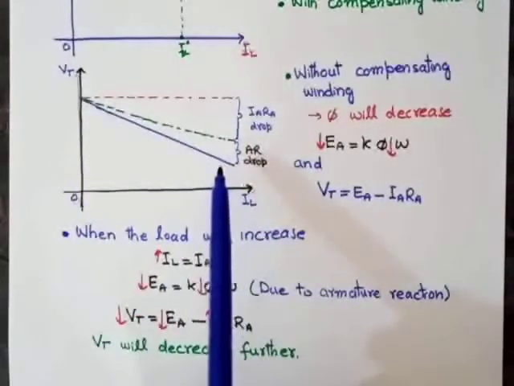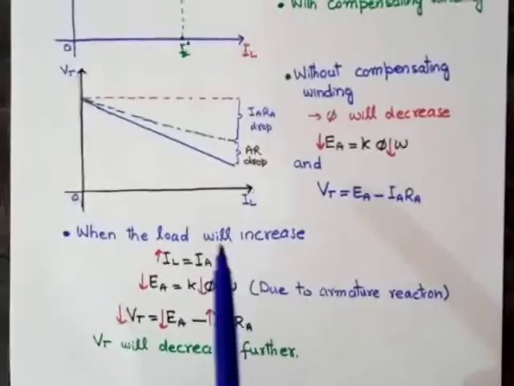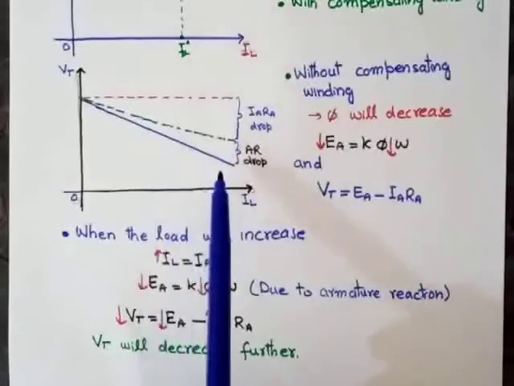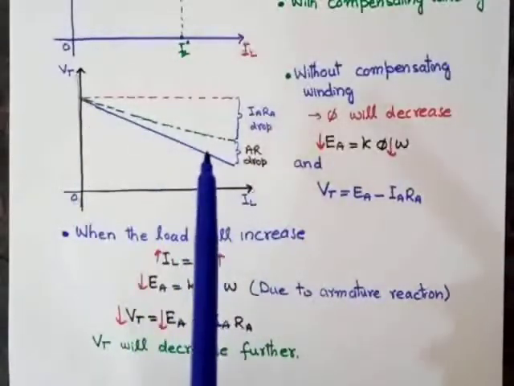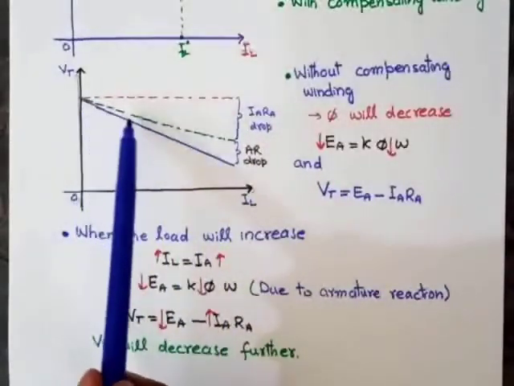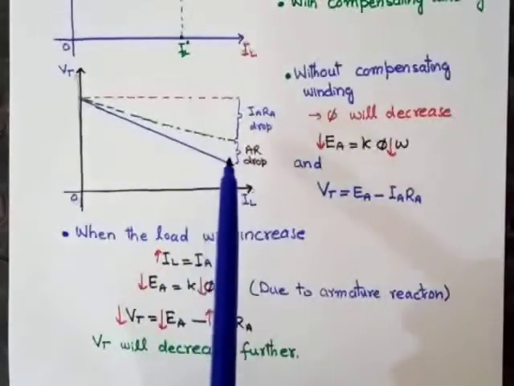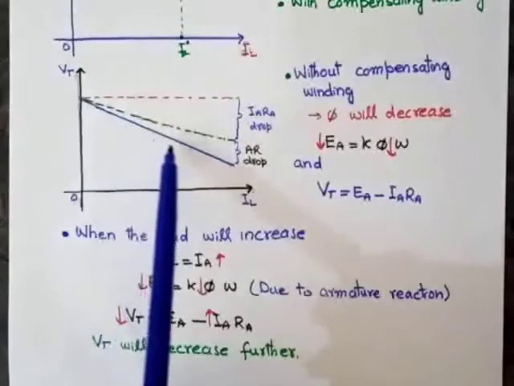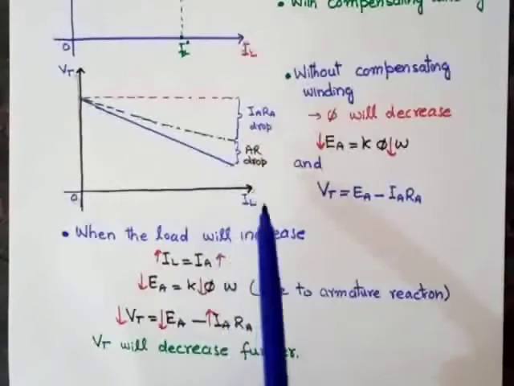So this is a very important point. However, it is important to realize that armature reaction can modify the characteristics if compensating windings are not present, as you can see in this curve. If there is a compensating winding, then the curve will be like this, and the voltage drop will be less. If there is no compensating winding, then due to armature reaction, the voltage drop will be more. So this is a very important point to remember.